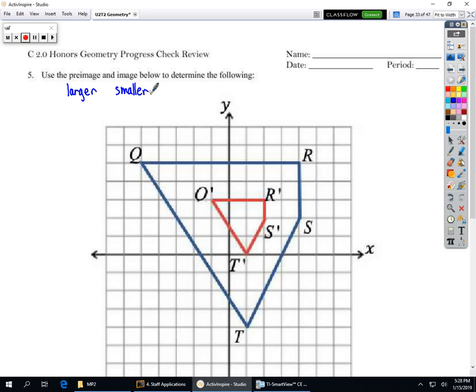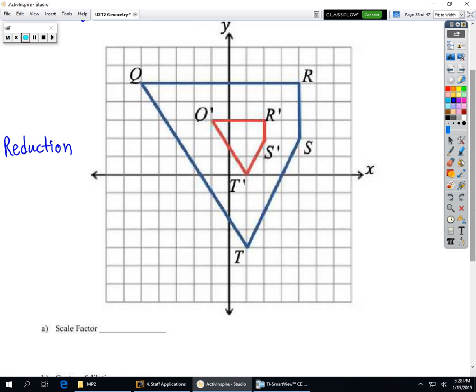If it's going from larger to smaller, this is called a reduction. Since it's getting smaller, your scale factor needs to be a fraction less than 1, something smaller than 1. Well, how do I find that scale factor? The easiest way to find a scale factor is just to look at the sides. So how big is this side? This side is just 1. This side is 3. It's getting smaller. The formula for scale factor is always an image distance divided by a pre-image distance.